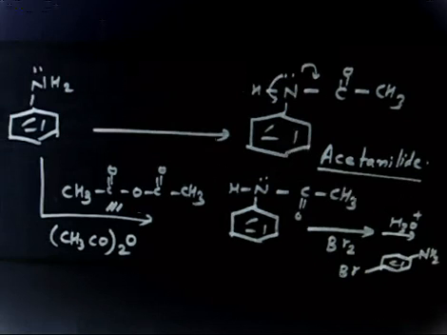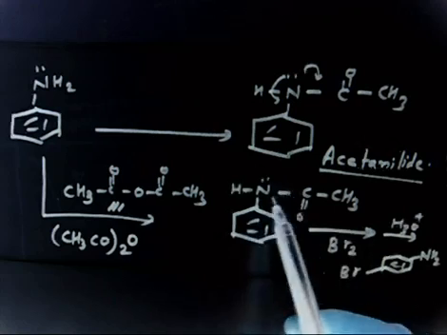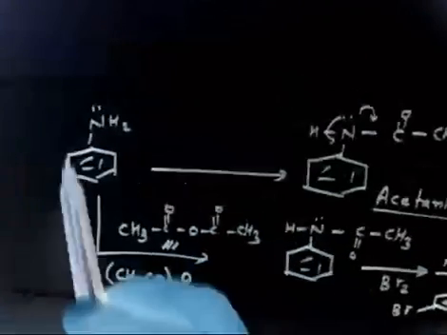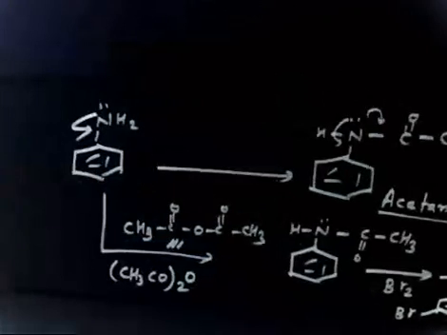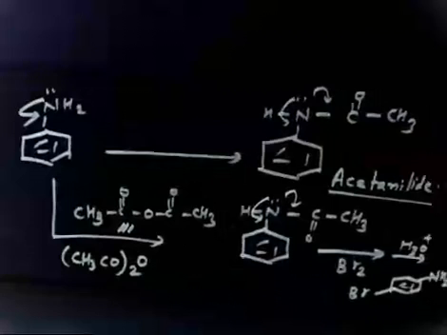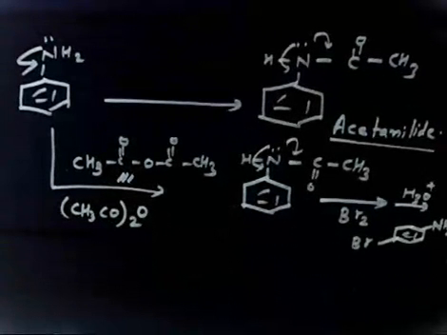And what is the advantage? The advantage is you can only do monobromination or monohalogenation. You cannot do trihalogenation in this case. Why? Because the reactivity of the benzene ring decreases. Once you have formed this one, this lone pair can go this side, and it can also go this side, so the chance of going into the ring decreases. So aniline basically becomes less reactive in this case.